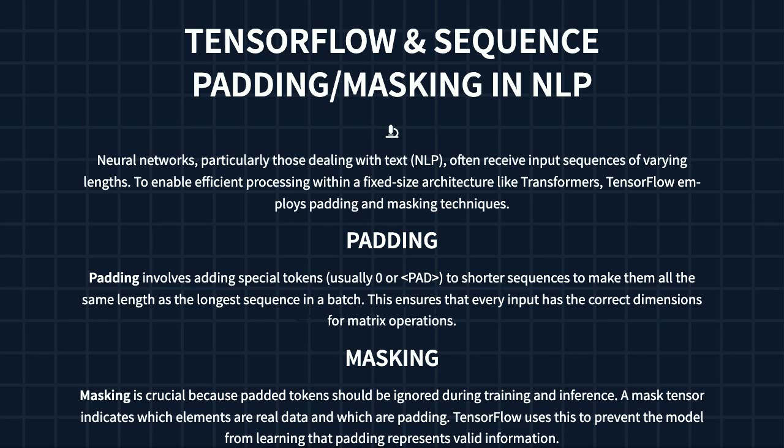But here's the trick: we don't want the model to learn that padding is actually part of the data. That's where masking comes in. A mask is like a little flag telling the network which parts are real words and which are just padding. TensorFlow makes this really easy with functions like pad_sequences. You can easily create a mask, usually by using the bitwise not operator to invert the padded positions.